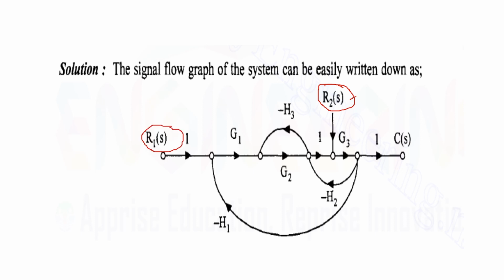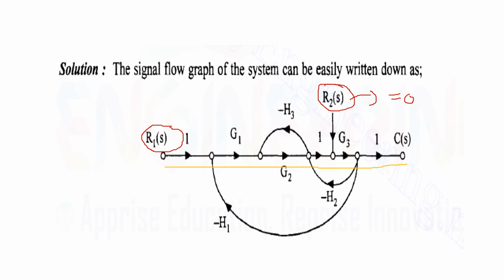Now for my evaluation purpose, I need to consider this as 0 if I am finding C of S by R1 of S. So if you take this as equal to 0, okay, then we will try to find the forward path for this. So one direct forward path is this one. So your P1 is G1, G3.